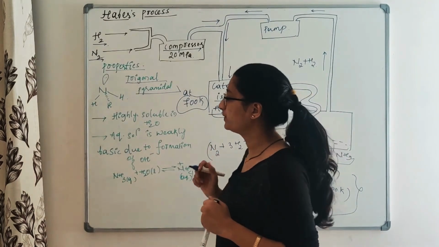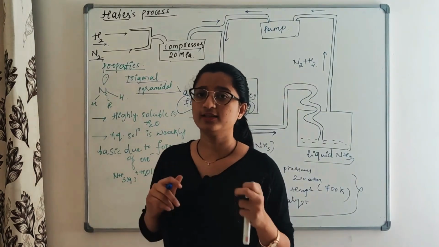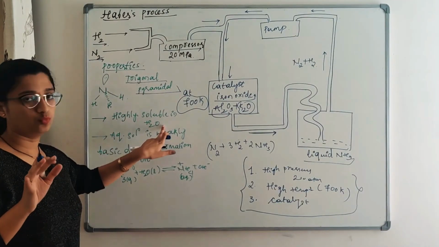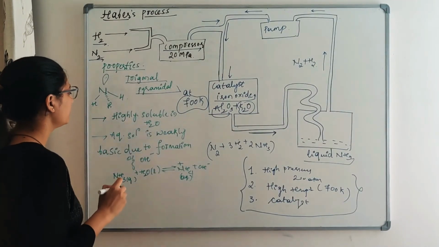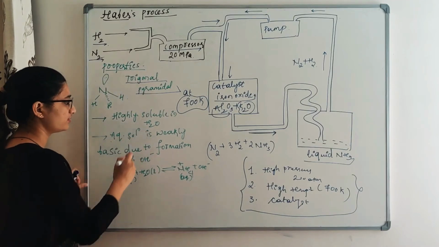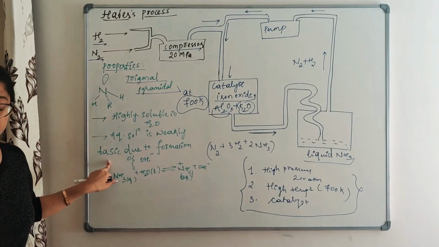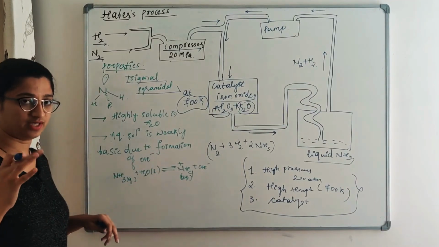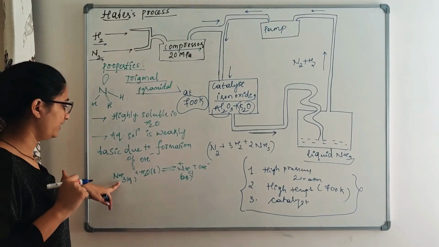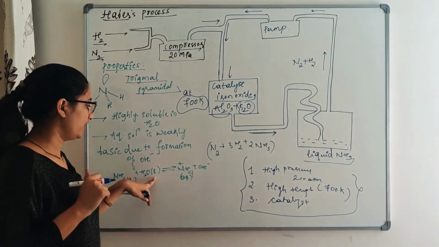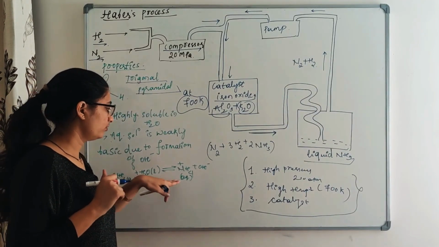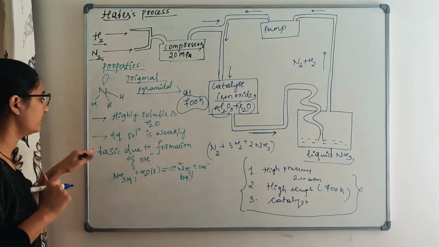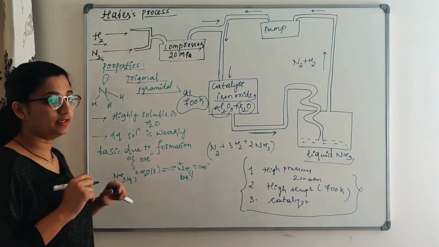And then other properties of NH3 are that it is highly soluble in water. The second is that the aqueous solution is weakly basic. It is weakly basic because of the formation of OH minus. As you can see in the reaction here, NH3 plus water, that is the aqueous solution, NH4 plus and OH minus will be formed. As a result, this is weakly basic.